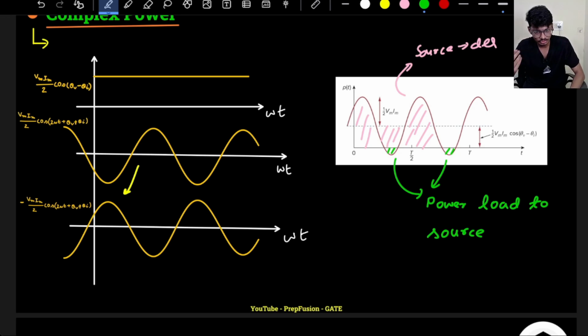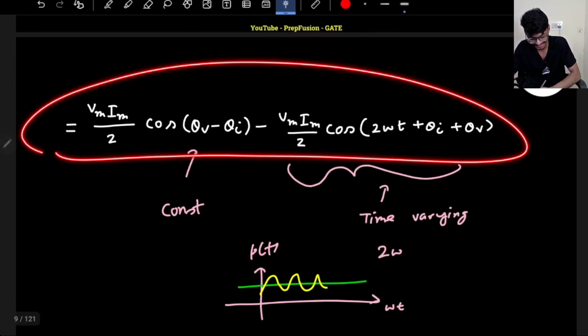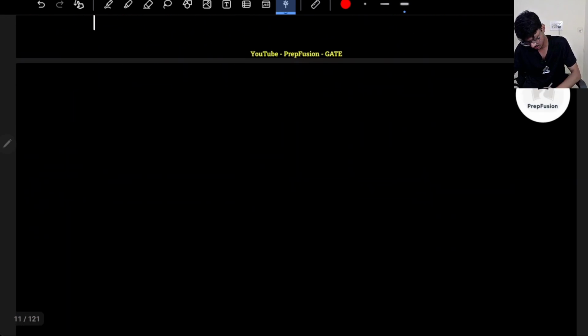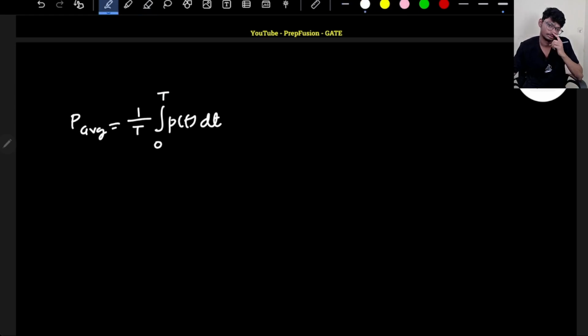And what is the average, basically? This was the expression for instantaneous power. Now the average will be integrating this whole equation and then dividing by the time period T. That's it. So my P average will be the integration of my instantaneous power with respect to t over a whole period, divided by the time period T, so 1 by T.